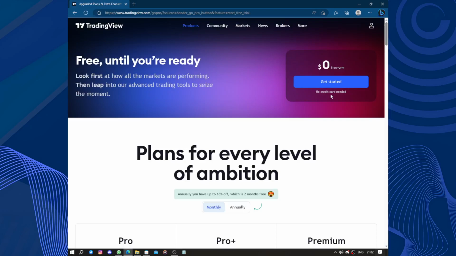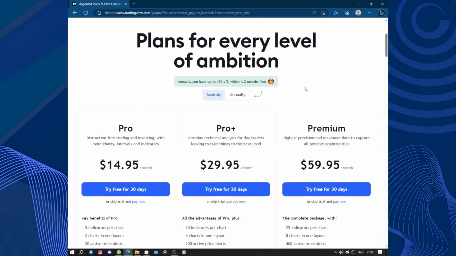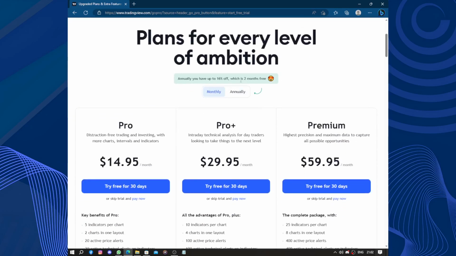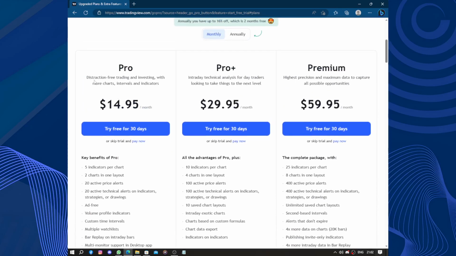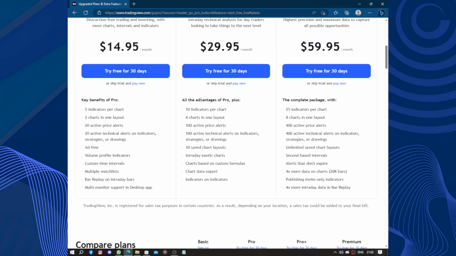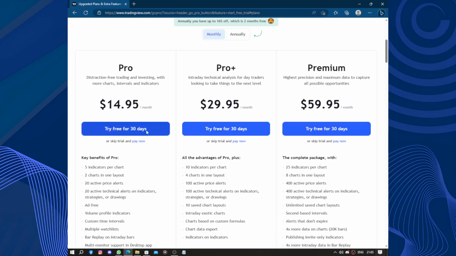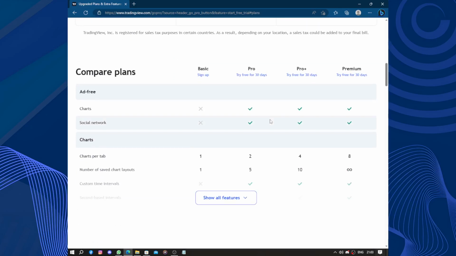Let's get started. To get started for $0 forever. Okay, this is a good plan. Free until you are ready. Plans for every level of ambition. We have the Pro, distraction-free trading and investing with more charts, intervals, and indicators. It has lots of key benefits. So the Pro Plus, trade technical analysis for the traders looking to take things to the next level. It has all the advantages of Pro plus all of those. So you can start a free trial for 13 days with any of them.